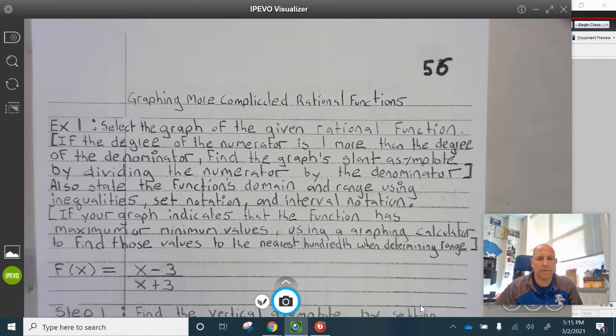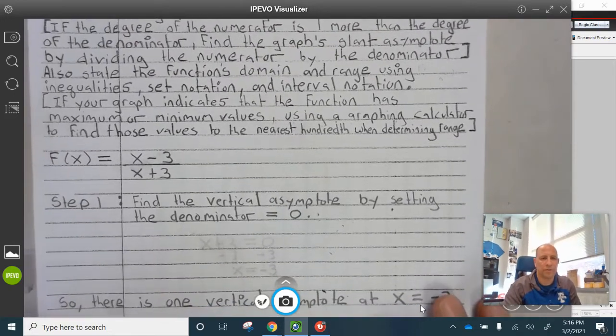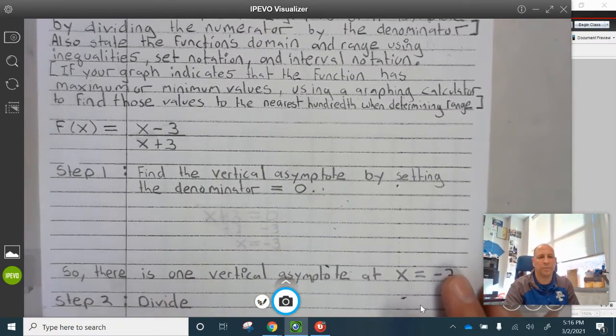If your graph indicates that the function has maximum or minimum values, use a graphing calculator to find those values to the nearest hundredth when determining range. So our function is f of x equals x minus 3 divided by x plus 3.